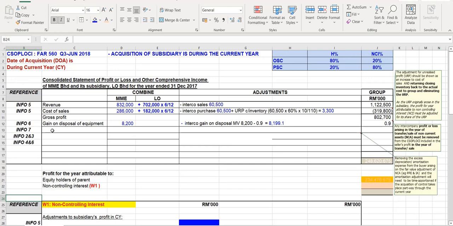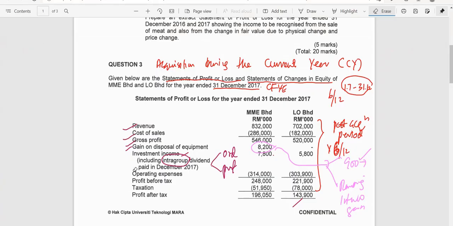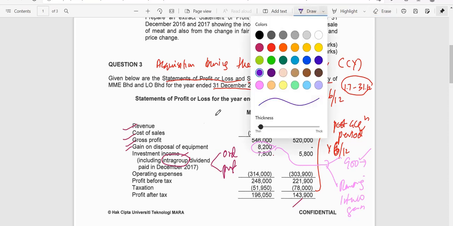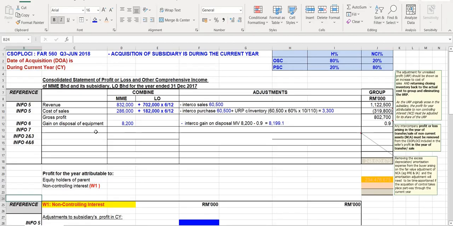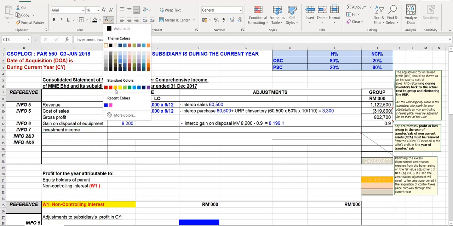So I'm going to continue here, and let's look at the next item, which is the investment income. The investment income that you need to consolidate is the one of the parent with the one of the subsidiary. Remember, the one of the subsidiary will have to be time apportioned. So let's look at this first, and we also need to eliminate the intercompany transaction, if there is any.